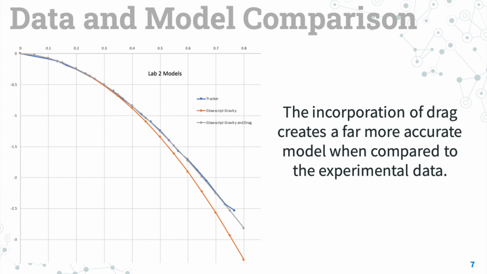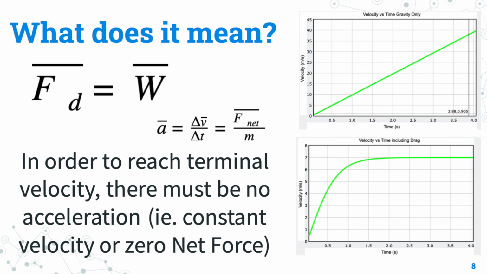When I compare both models with the original tracker data, I find that the model that includes both weight and drag is far more accurate than the model that just includes weight. This tells us that weight is not the only force acting upon the cat toy and that drag is also acting upon it. When I increased the time of my models past that of my experimental video, I found that my model including drag allowed for the cat toy to reach a terminal velocity.